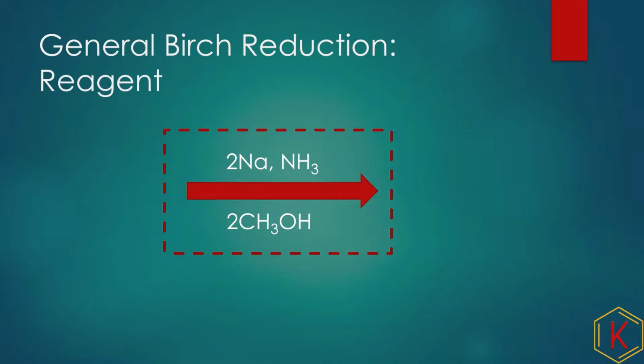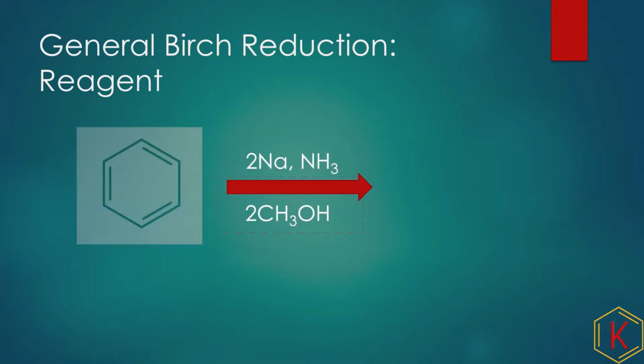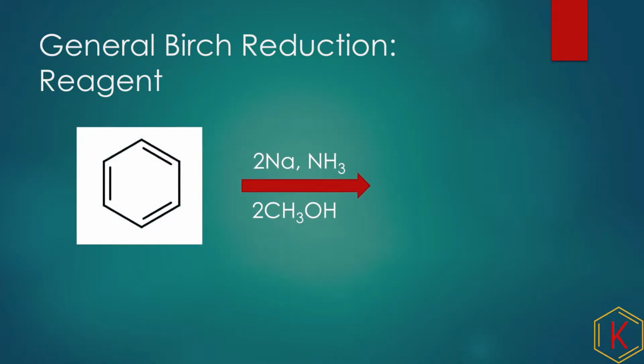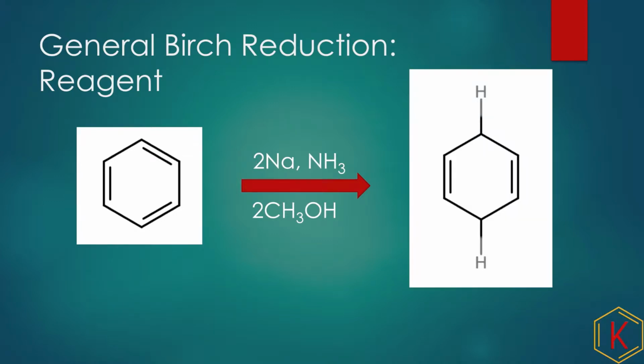Two equivalents of sodium metal and ammonia with an alcohol also present. In this case, I chose methanol. Let's see what happens when I treat benzene with this reagent. Well, benzene is an aromatic ring with 3 conjugated pi bonds. What do we end up with?